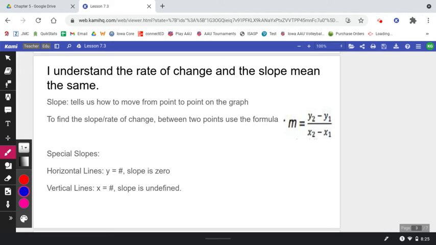If given 2 points and you need to find the slope or the rate of change, you do y2 minus y1 over x2 minus x1. Keeping in mind, if you're going to put it in your calculator in its entirety, you need parentheses around the top and around the bottom.